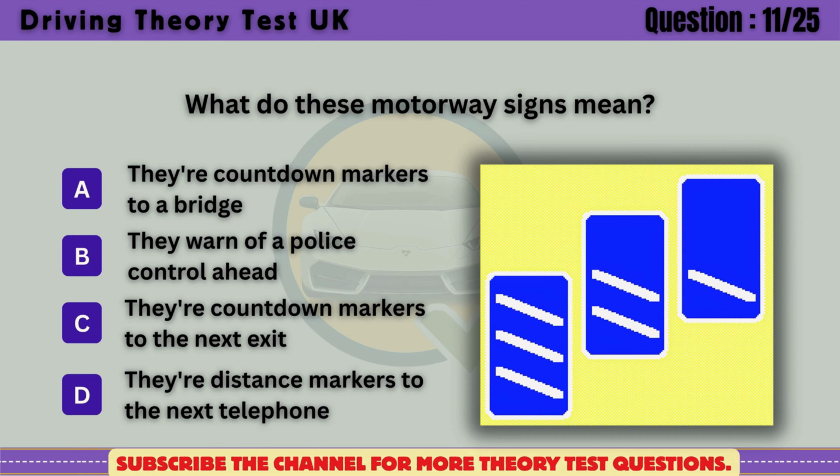Question 11. What do these motorway signs mean? A. They're countdown markers to a bridge. B. They warn of a police control ahead. C. They're countdown markers to the next exit. D. They're distance markers to the next telephone.